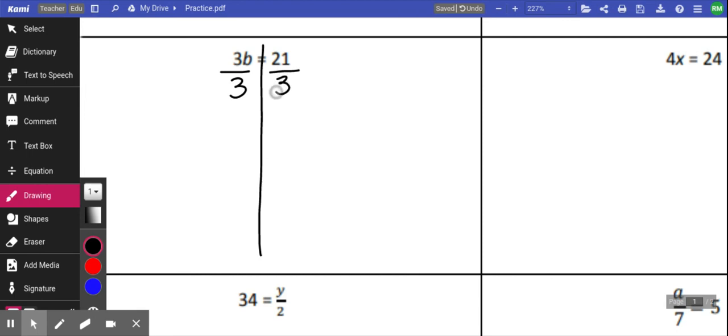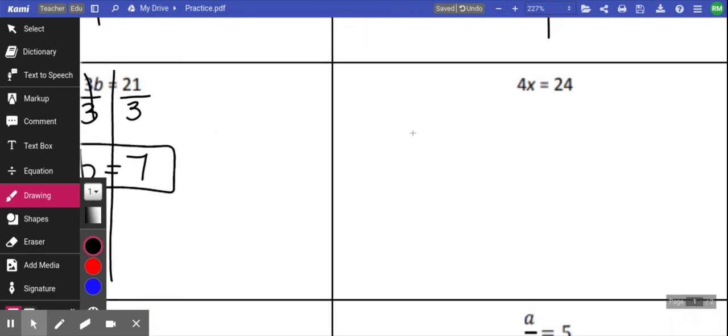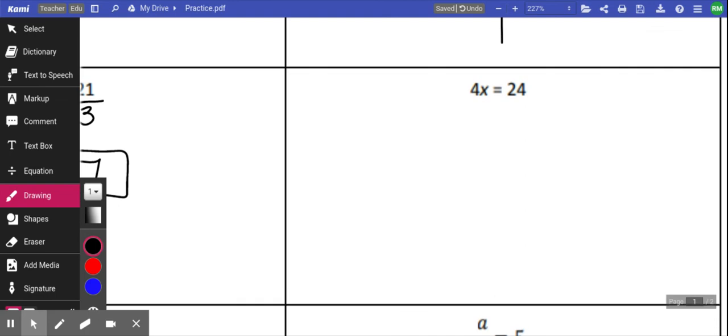So we'll divide both sides by 3. What happens to my 3's on the left-hand side? They cancel. 3 over 3 is just 1. So 1 times B is just B. So B on this side. 21 divided by 3, you guys already told me, is 7. And we can check it out by plugging it in. 3 times 7 is 21. Let's move on over to the next.